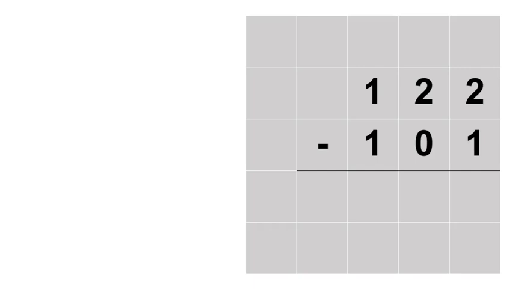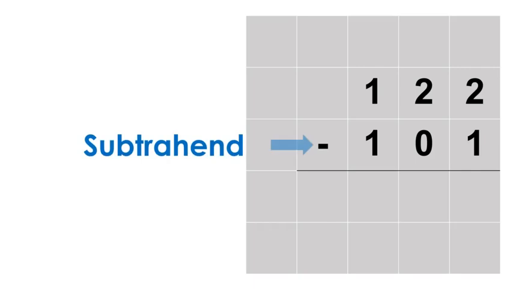I put 122 on top, that's my minuend. That's the number that I'm starting with. Then underneath, I put 101, that's my subtrahend. That's the number that I am subtracting.